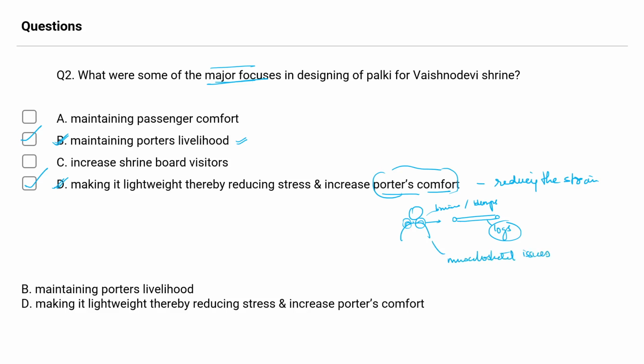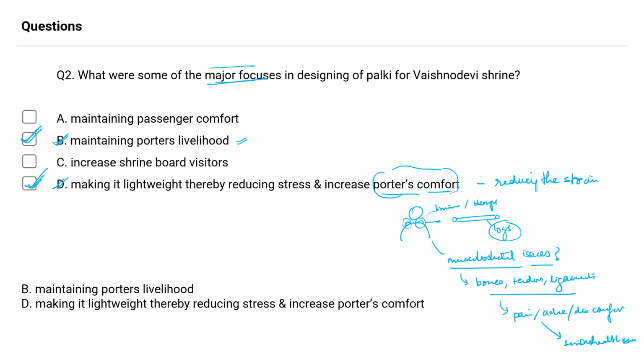Can anyone tell me what are these musculoskeletal issues? So these are basically the issues with bones, tendons, ligaments. The symptoms are pain, ache, discomfort, and then it gradually leads to a lot more serious health issues. Okay. So the correct answers are B and D. Let's go to our third question.